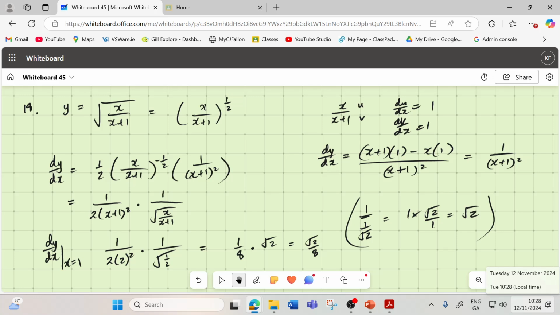We get the answer 1 over 4 square root 2 because square root 2 over 2 by 4 is 1 over square root 2. And square root 2 over 2 is 1 over square root 2. Okay? That's okay again. Is anybody stuck? No.